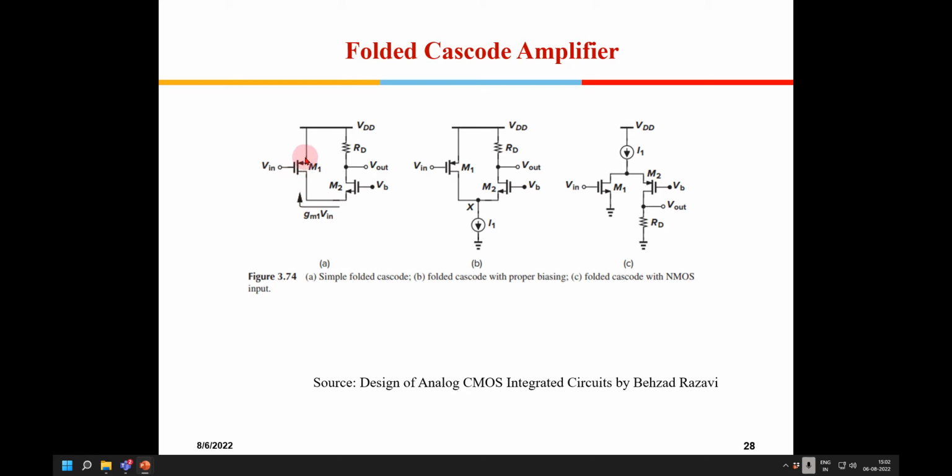Here, if you see, the first stage is a PMOS common source amplifier. So the load is connected here. Then here this is an NMOS, and again here it is common gate. So the PMOS common source and an NMOS common gate amplifier. So these are different configurations.